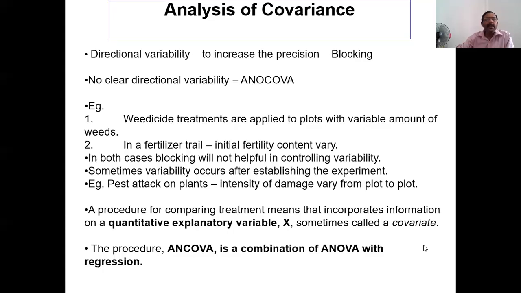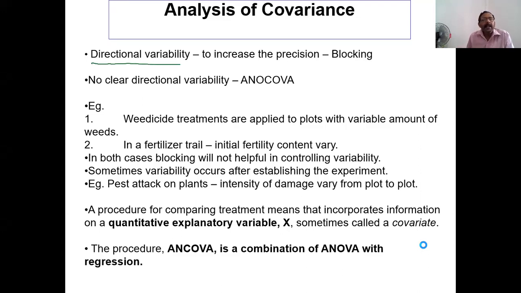I will put these notes, analysis of covariance, the whole notes, on the LMS. You don't need to write this. But if I say anything additional, yes. I will take some examples in agriculture. Before that, we understand the concept.